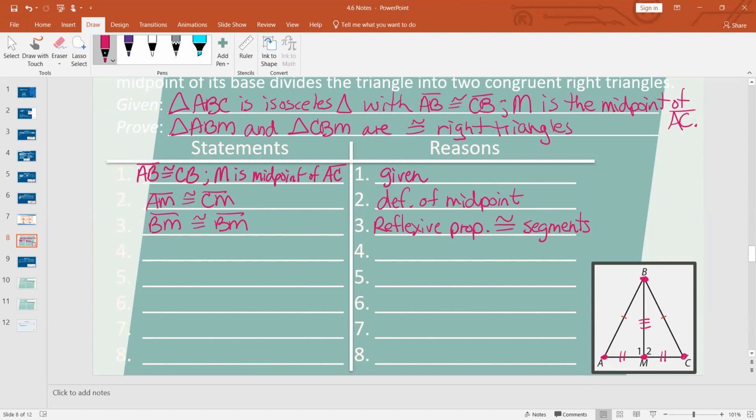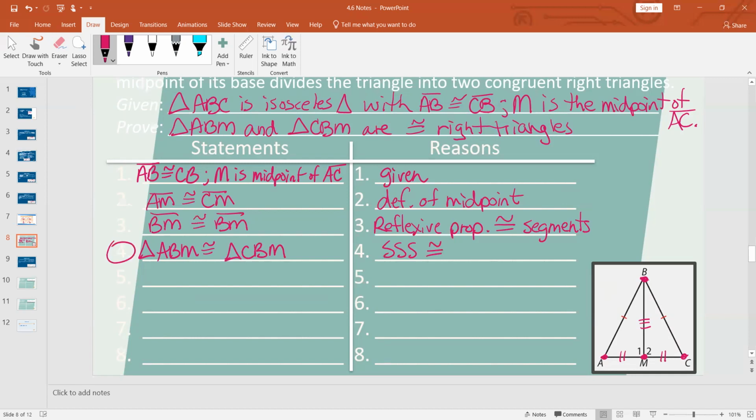So now I have stated the two triangles' congruency. So that's the first part. Triangle ABM is congruent to triangle CBM because of side congruency. All right, so that's the first part that we needed to prove.